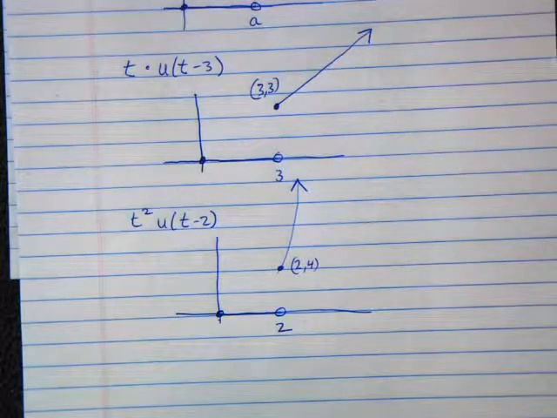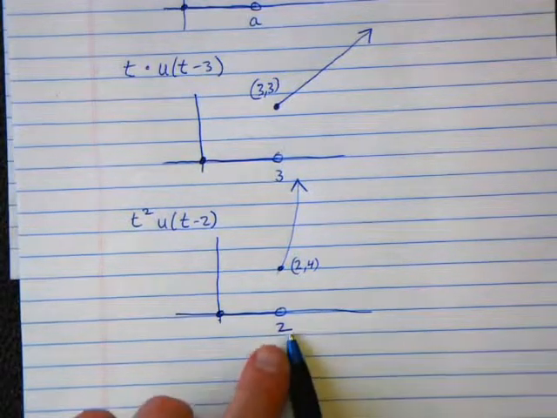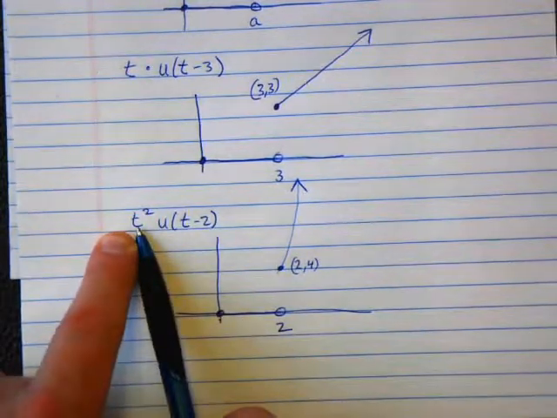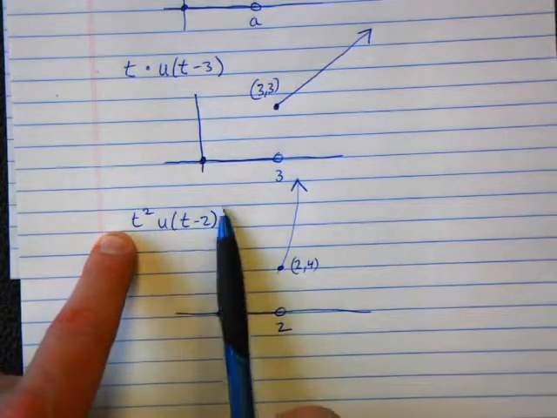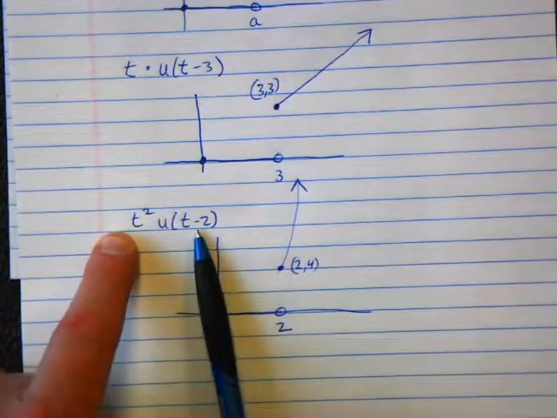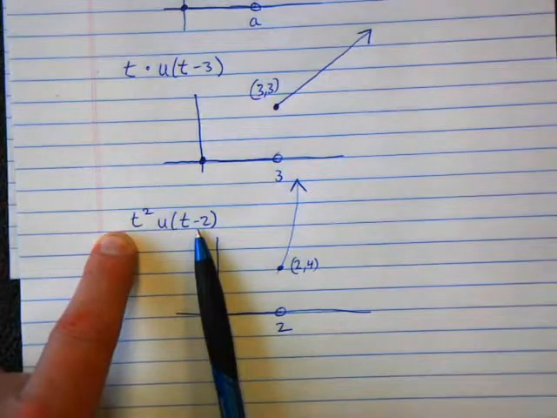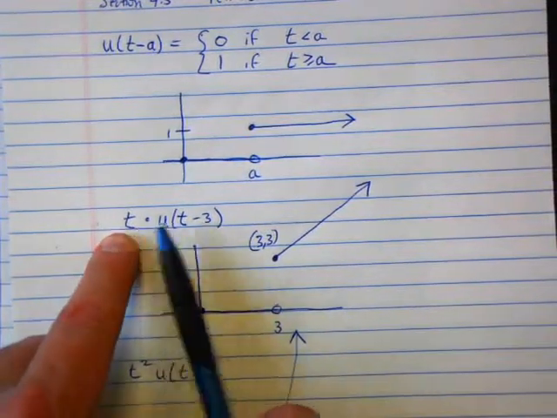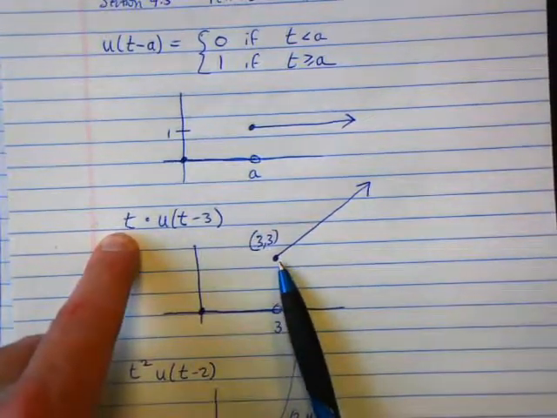Questions on that? Yeah, how do you know what the y coordinate is? All I'm doing is I'm taking the x coordinate of 2 and I'm plugging it in. 2 squared is 4. And then this thing is always 0 or 1. When I plug in 2, it's 1. So 4 times 1 is 4. And I did the same thing here. I simply plugged in the number 3. I get 3 there. I get 1 there. That gave me the point (3, 3).